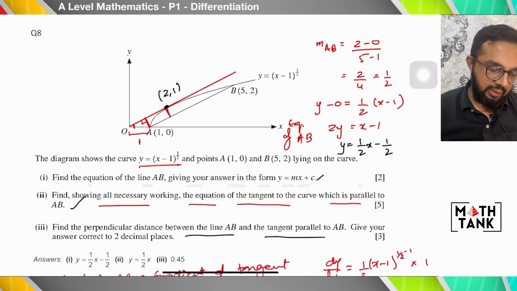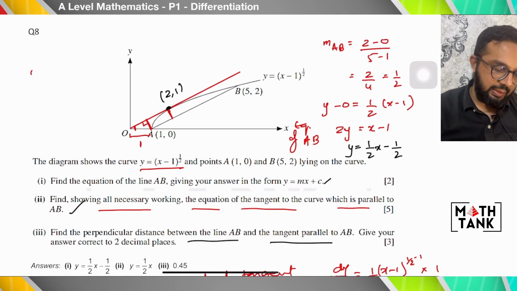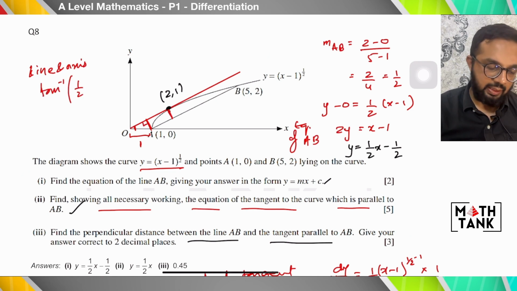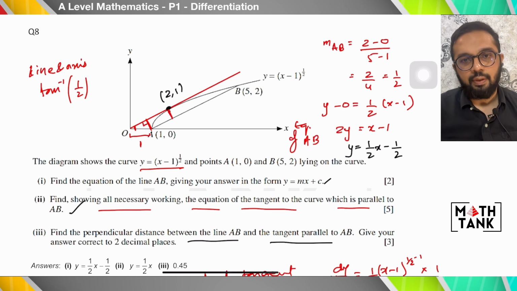How do I find out the angle? I know that the angle between the line and the axis is tan inverse of m. So tan inverse of half in this case. So tan inverse of half gives me what?